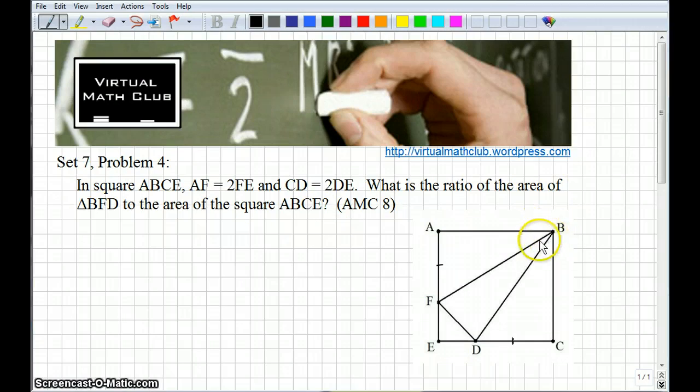Okay. And they're asking, what is the ratio of the area of the triangle BFD? So that's this triangle that's inscribed inside of this square here. So they're asking, what's the ratio of that triangle to the area of the square ABCE?